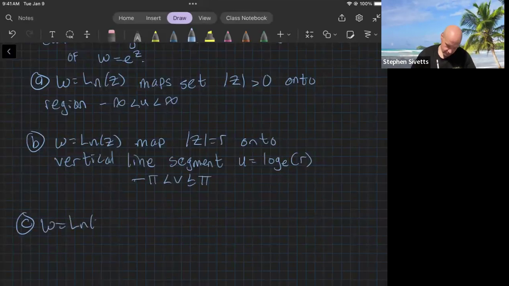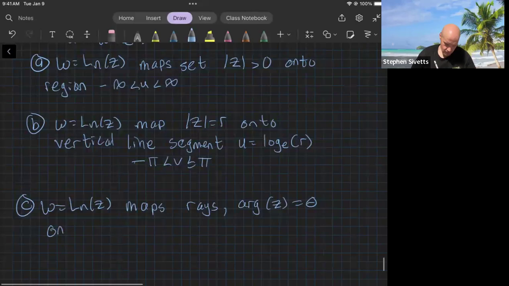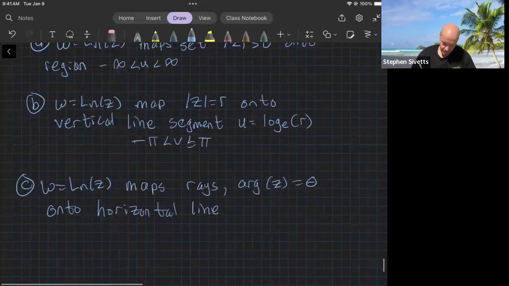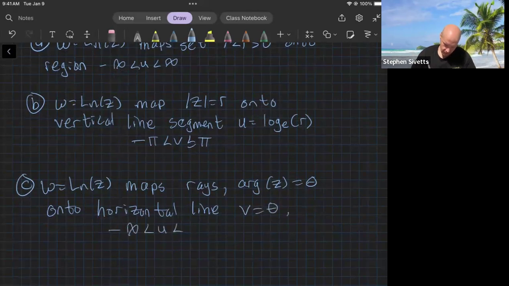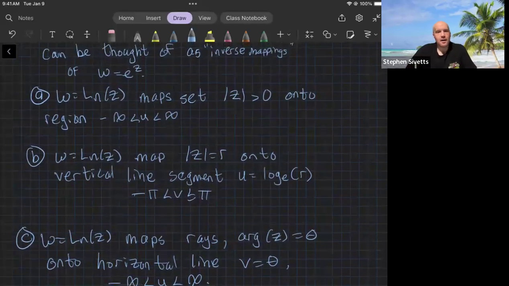And finally, this function will map rays whose argument of z equals theta onto a horizontal line, right? V equals theta, where u is just any real number. Okay. So it's literally just the inverse map of the exponential function, right?